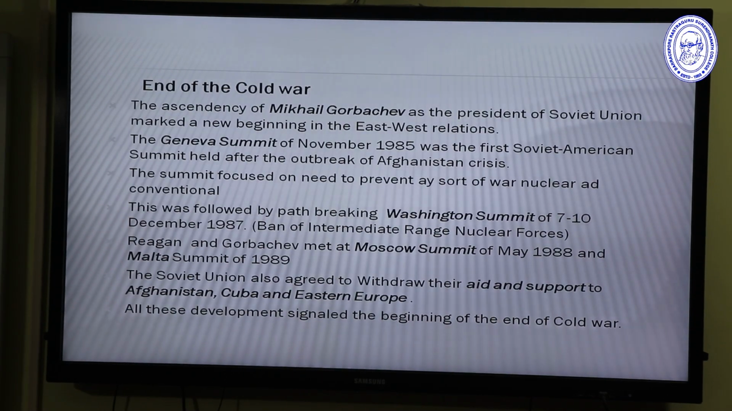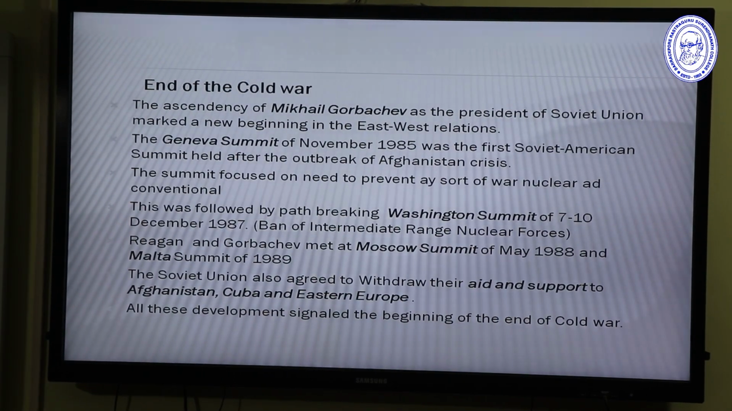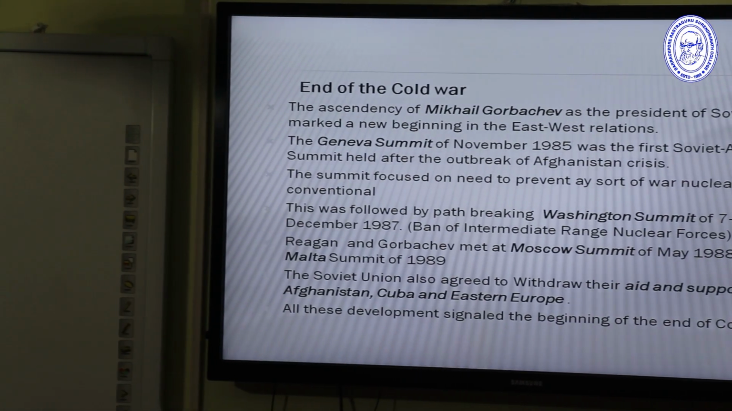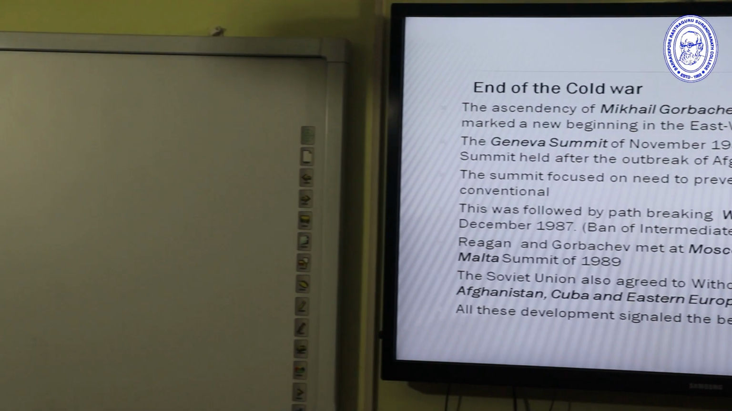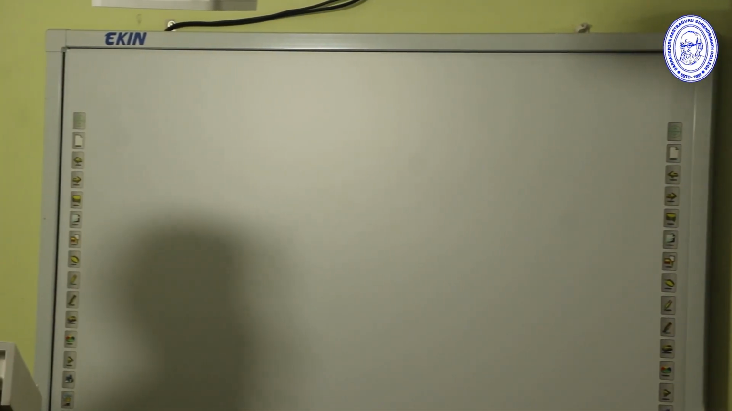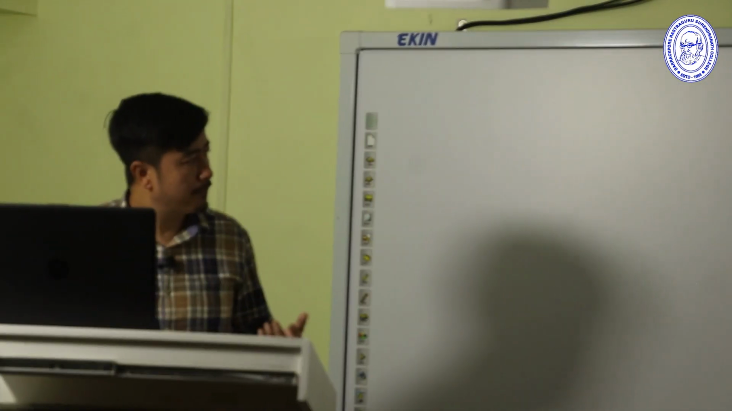So I already said he was liberal compared to his predecessor. When he became the president of the Soviet Union, it was already having an internal problem, especially the economy was going very slow. We'll come to that part. First, let's explain what happened after the ascendancy of Mikhail Gorbachev.